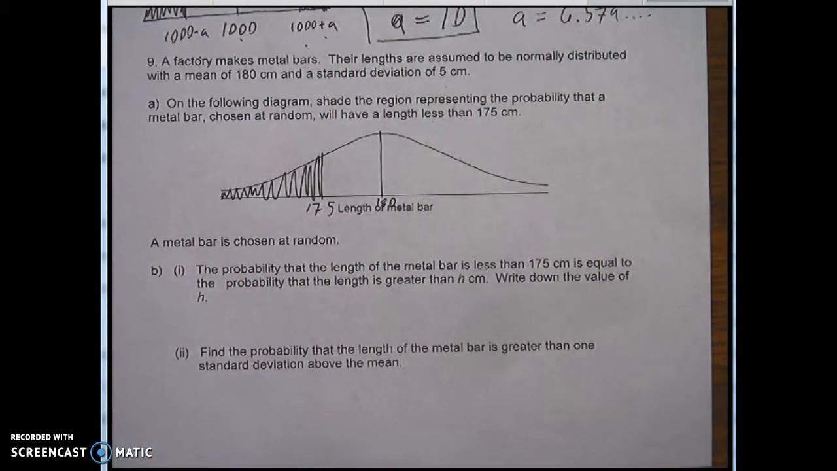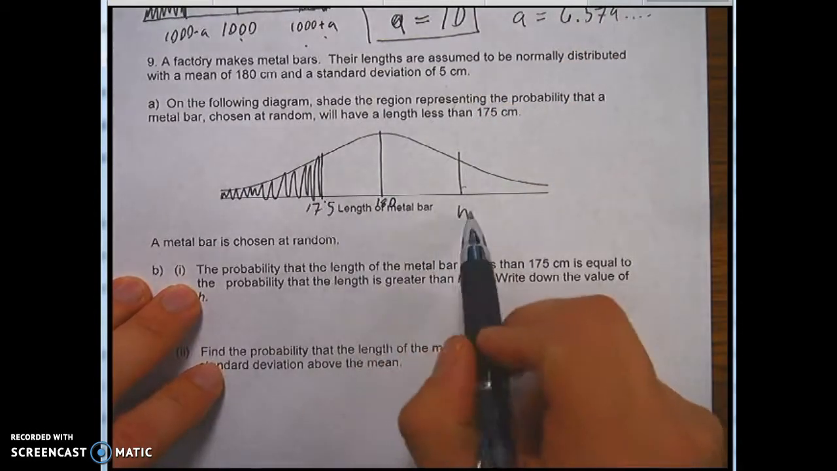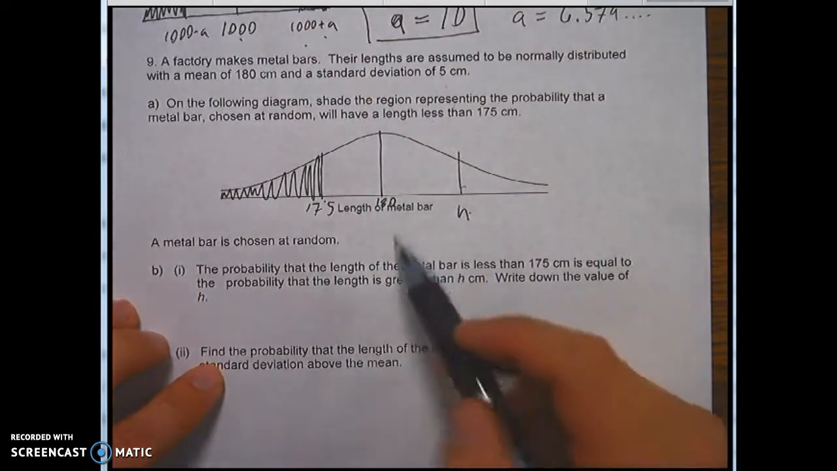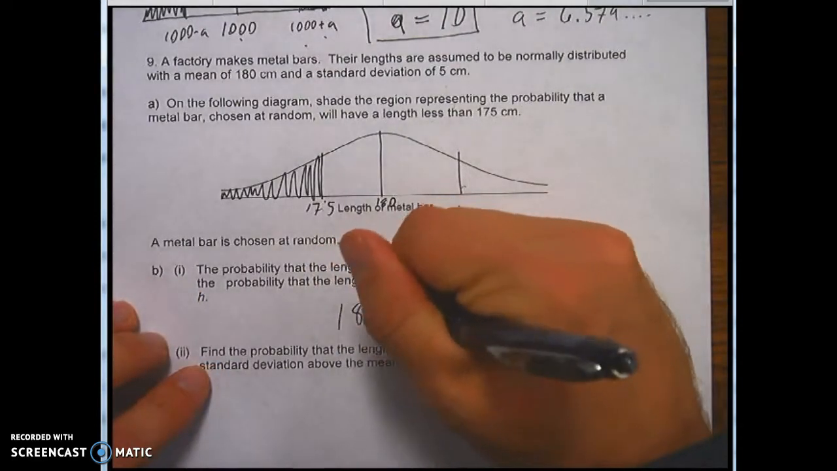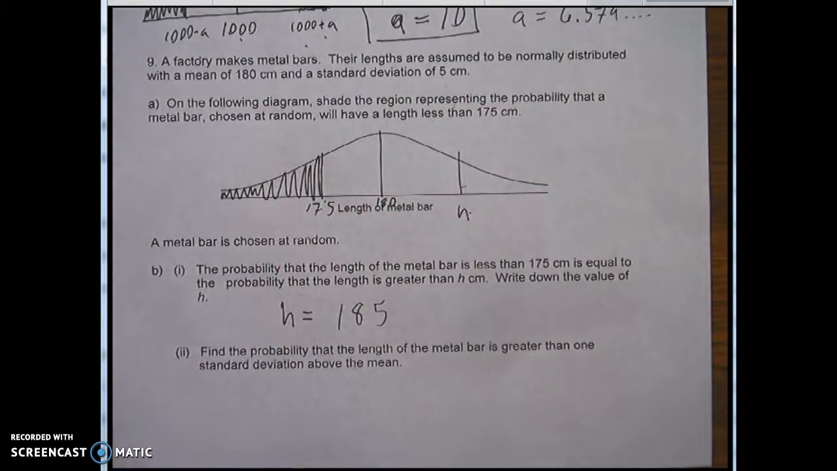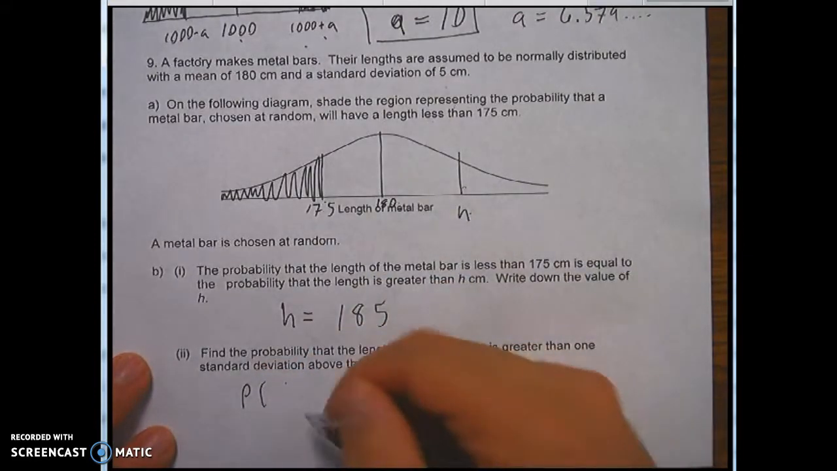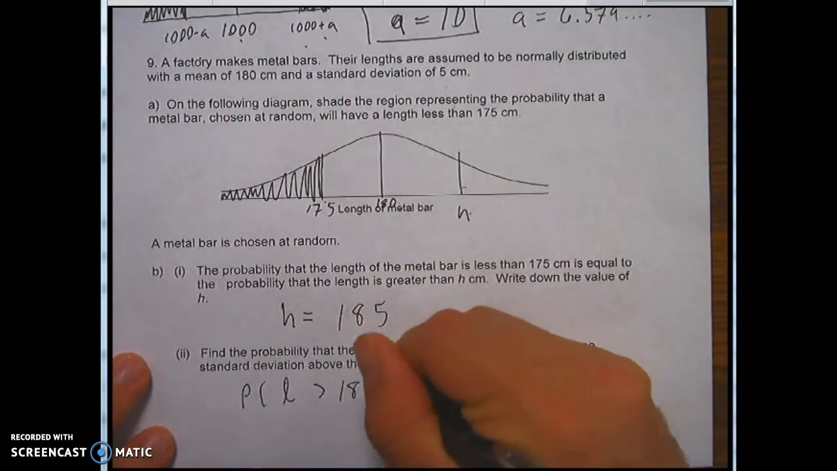Okay? Find the probability that the length of a metal bar is less than 175. The probability that the length of a metal bar is less than 175 is equal to the probability that the length is greater than h. Write down the value of h. So h is going to be over here. If that's one standard deviation in that direction, that's one standard deviation in this direction. So minus 5, plus 5, 185 equals h. Find the probability that the length of the metal bar is greater than one standard deviation above the mean. So I want the probability that the length is greater than 185.